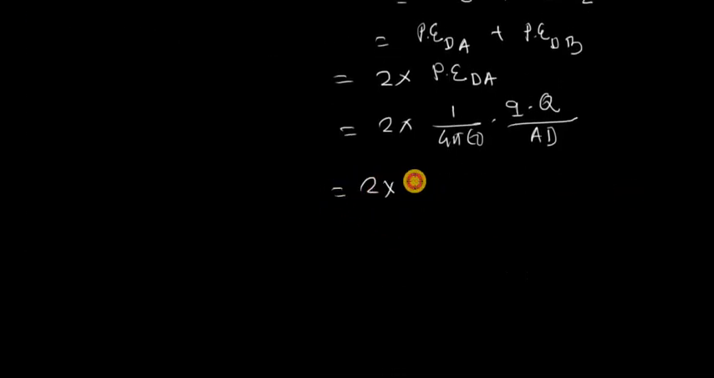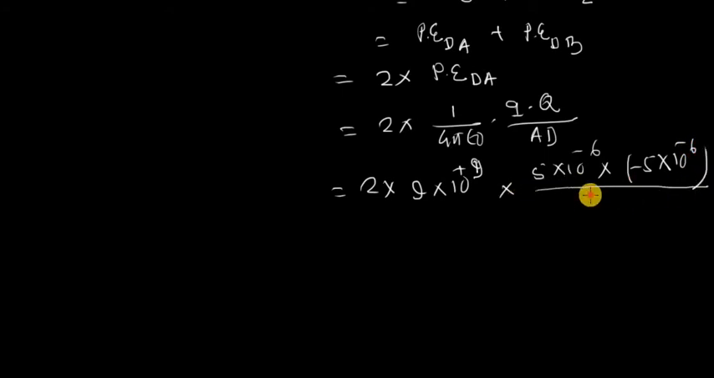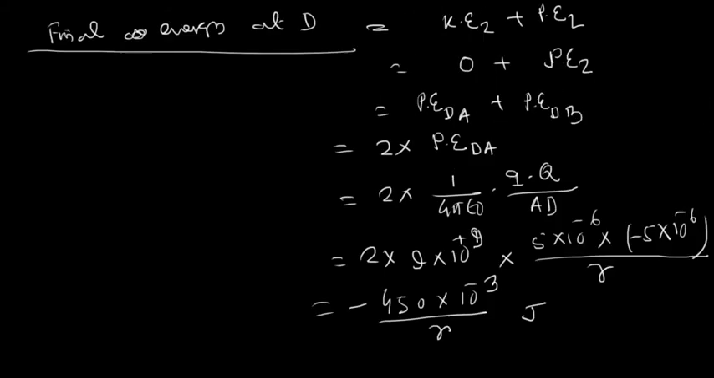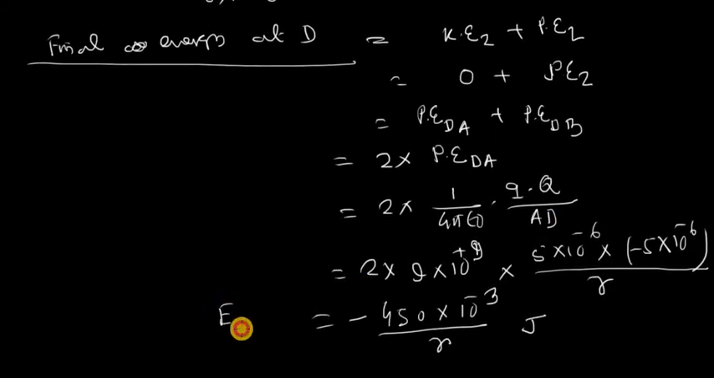So 2 into 9 into 10 to the power 9 into Q is nothing but 5 into 10 to the power minus 6, and this is minus 5 into 10 to the power minus 6, by AD, and I supposed AD as R. Okay, this is minus 450 into 10 to the power minus 3 divided by R. Okay, this is our total energy at point D, and say this is E2. This is equation number 2.